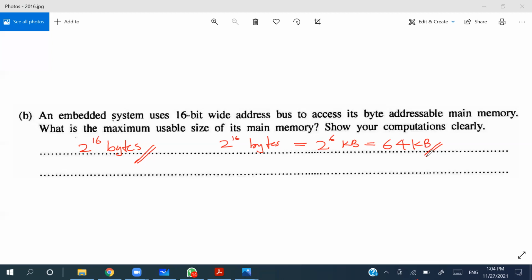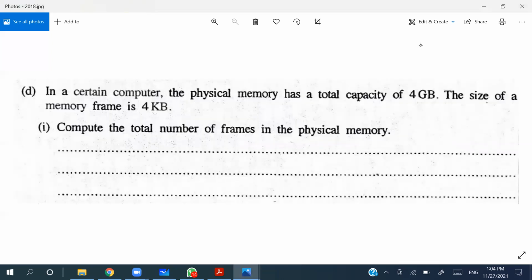Okay, so I'm going to clear the screen. So here we go for 218. It is asking: in a certain computer, a physical memory has a total capacity of 4 GB. The size of the memory frame is 4 kilobytes. Compute the total number of frames in the physical memory.